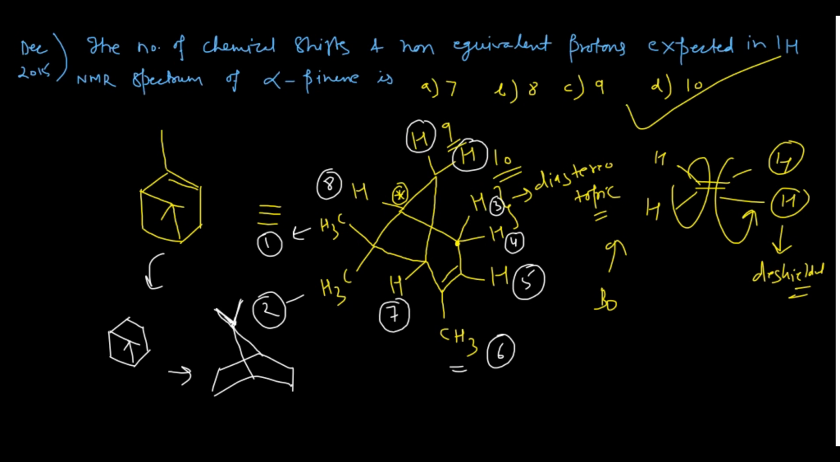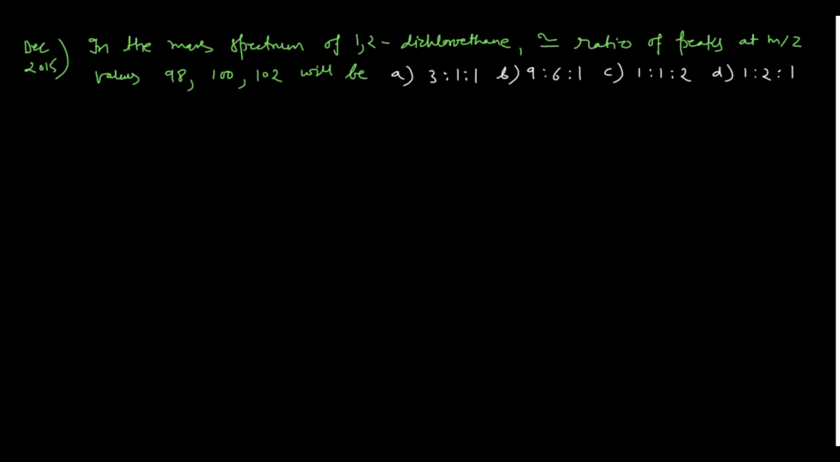Now moving to the next problem. In the mass spectrum of 1,2-dichloromethane, the approximate ratio... See guys, this problem is based on mass spectrometry, again the isotopic abundance. I have solved this problem in detail in a separate lecture where I discussed the isotopic cluster peaks. If you haven't seen that particular problem, go through the I button on the top right information bar. Here is the link for this particular question where I have solved this one.